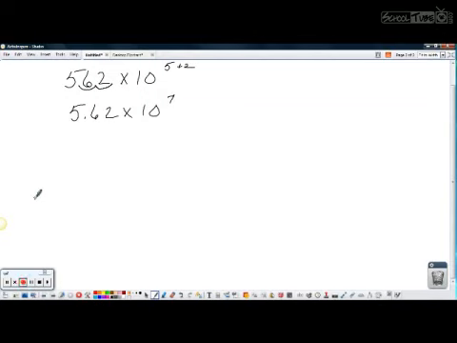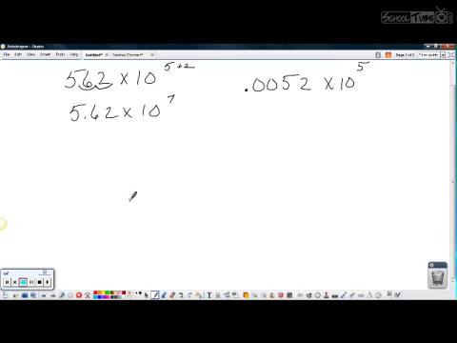Don't test, I think. All right, so let's do 0.0052 times 10 to the 5th. That's an error for some reason. All right, is that correct? No, we need to fix it.